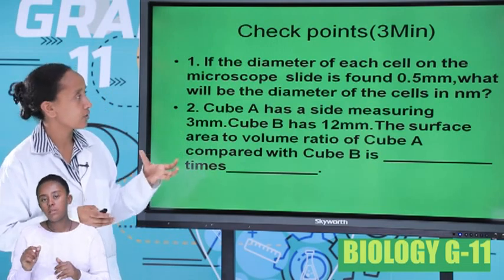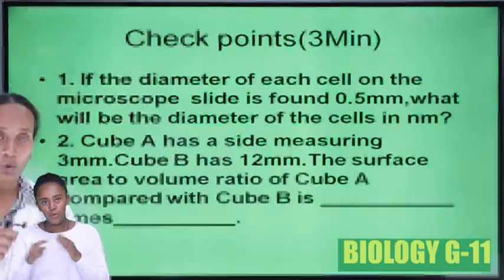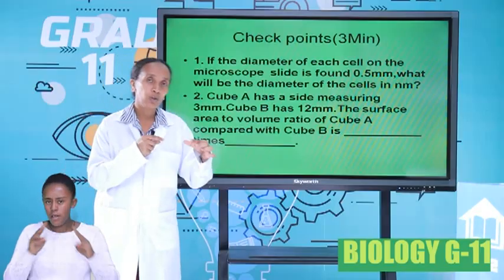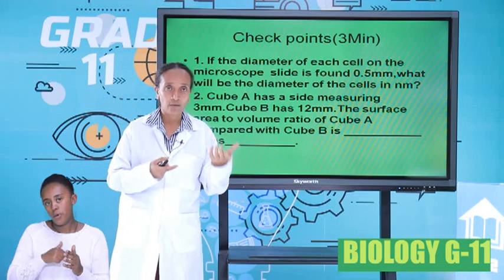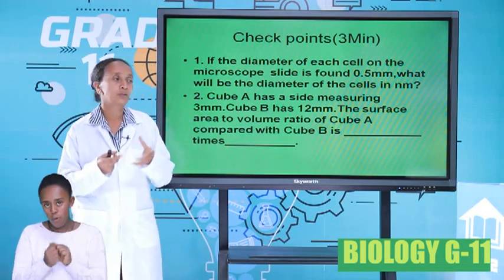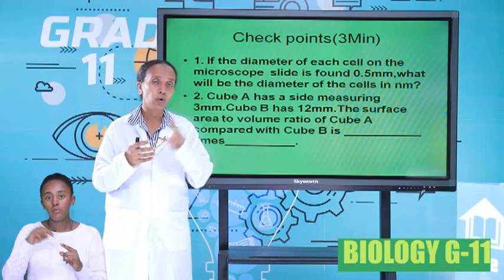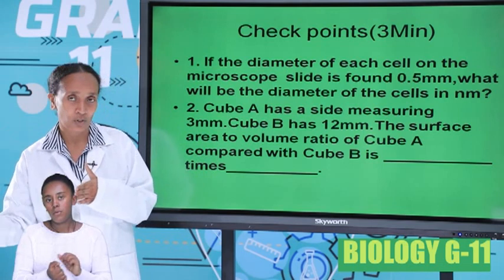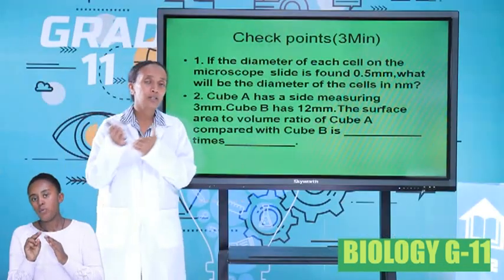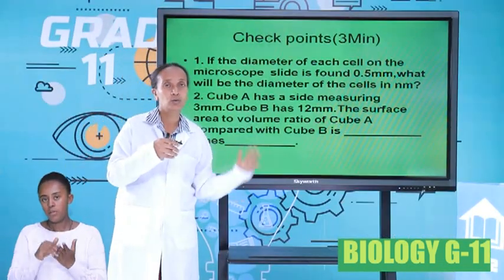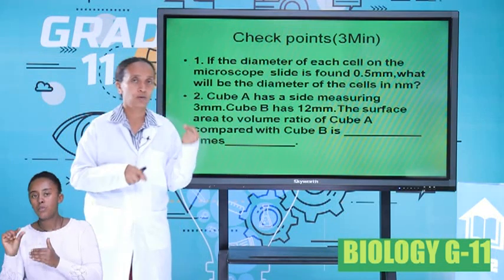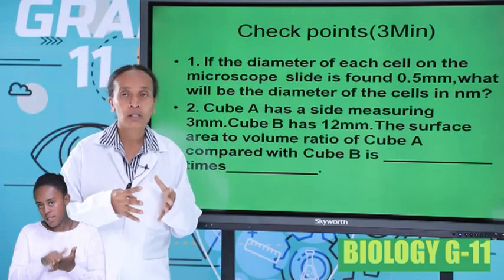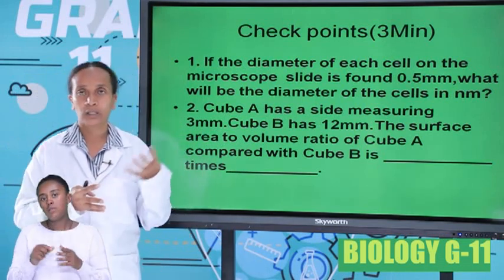In cell measurement, we have said that we need to use small units. This is because cells are very small, and to use small units, we have to know unit conversion. When we convert one unit to another, we have to follow 2 rules. One is multiplying by 1000 to convert into the next smaller unit, and the other is dividing by 1000 to convert into the next larger unit. And lastly, we have seen the importance of surface area to volume ratio for cells.